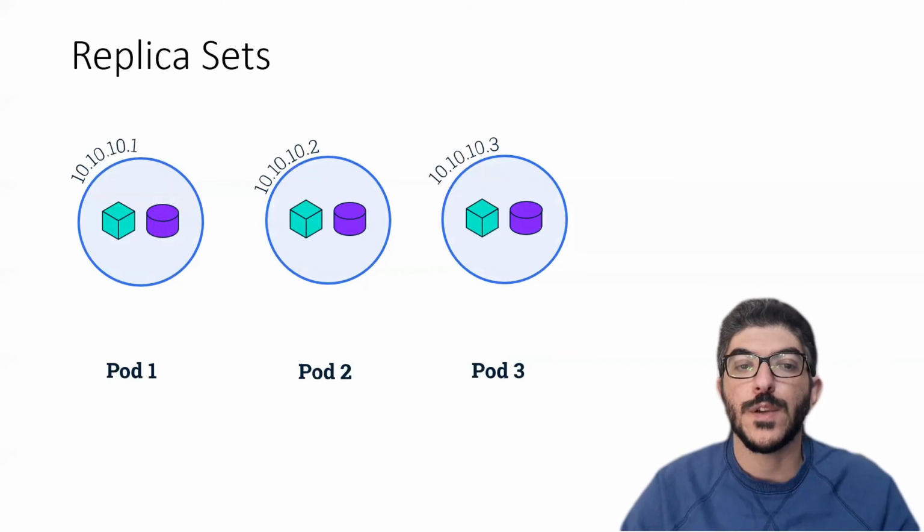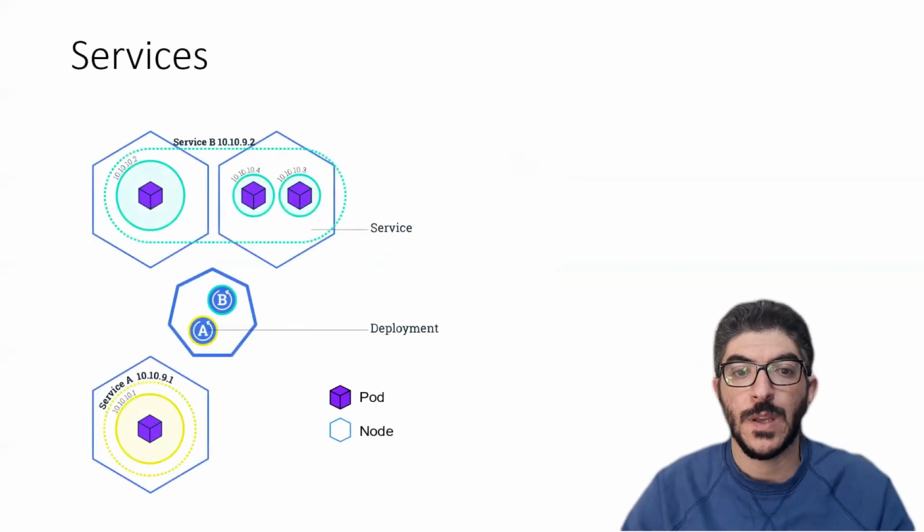Okay, now I have 3 instances of my applications running in 3 different IPs. Let's say now I want to communicate to my application. I want to send a request and get a response back. Which IP shall I use? The next concept is the service.